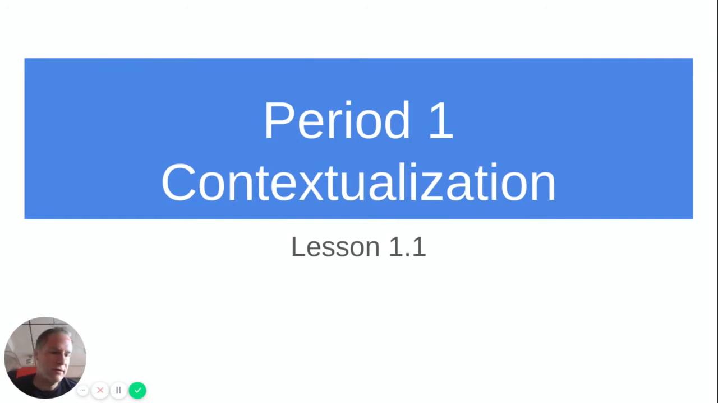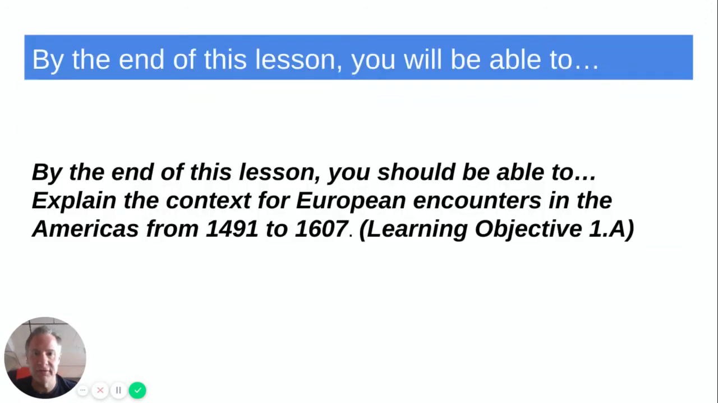So just like you use context when reading to figure out word meanings, you use context in history to figure out the significance and relationship of historical events. So by the end of period one, by the end of this lesson, you should be able to explain the context for European encounters in the Americas from 1491 to 1607.